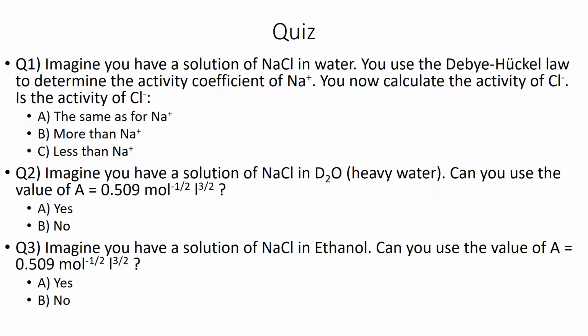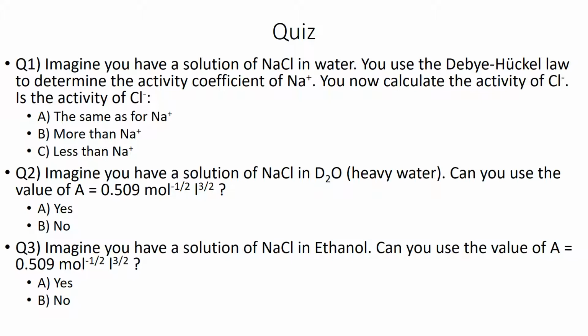As such, this brings the lecture to a close, and we have our lecture quiz. And there are 3 questions, all multiple choice. I'll read them out for you. Question 1. Imagine you have a solution of NaCl in water, table salt in water. You use the Huckel law to determine the activity coefficient of Na+. You now calculate the activity of Cl-. Is the activity of Cl- A, the same as for Na+, B, more than Na+, C, less than Na+?